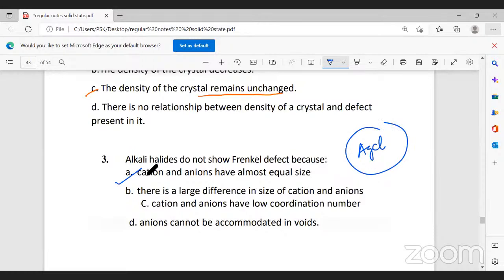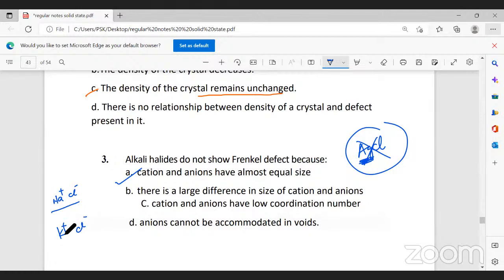Alkali halide? Is silver belonging to the alkali metals, first group? No, sir. No, this is alkali halide. So alkali halides like Na+ and Cl-, they almost have comparable size. K+ and Cl- almost have comparable size.